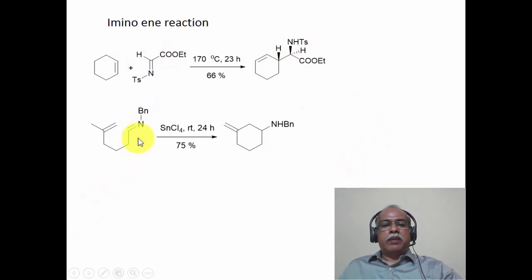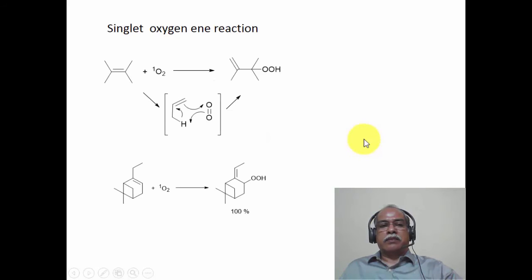This is a benzyl imine of an aldehyde. Originally this was an aldehyde. The benzyl imine is formed, which undergoes a Lewis acid catalyzed ene reaction even at room temperature, for example, resulting in the formation of a carbon-carbon bond between these two carbons here. The hydrogen from this position is transferred onto the nitrogen to give the secondary amine, which is the benzyl amine in this particular case.